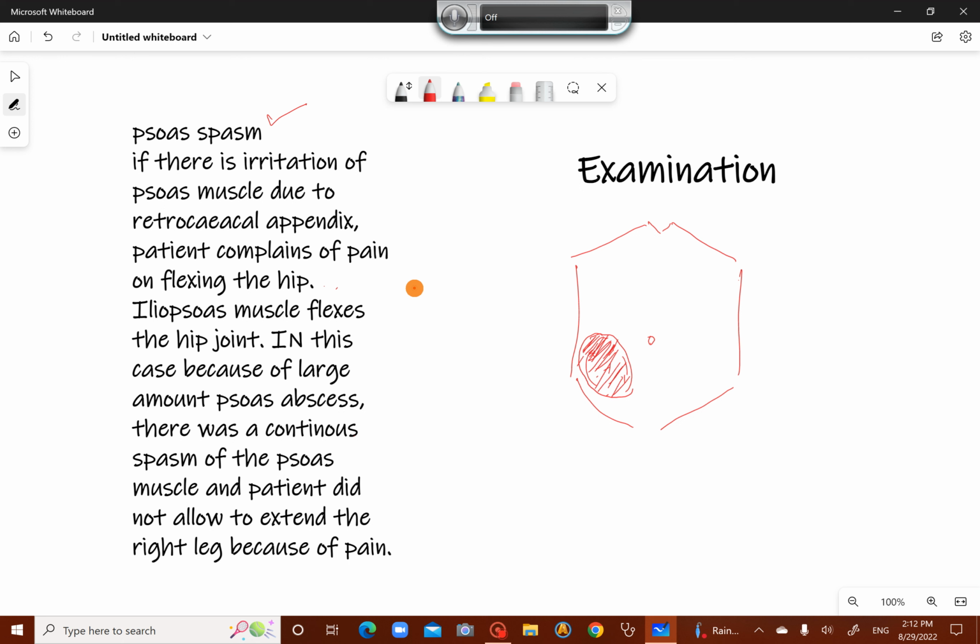I'll come to the investigation in my next video. So this was the presentation, an unusual presentation. He went to a neurologist because he was unable to extend the leg, but the neurologist was wise enough to have a CT of the abdomen and pelvis as well as the lumbar spine. The X-ray of the lumbar spine was normal, but the CT abdomen revealed an appendicular psoas abscess, which we will examine in the next video.